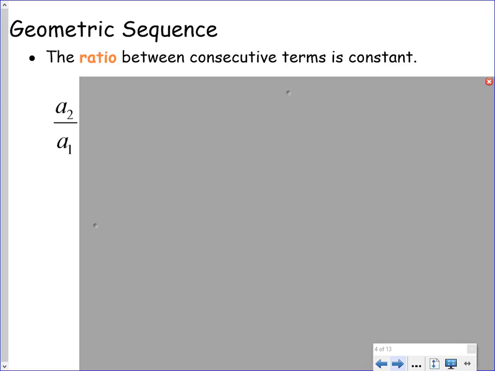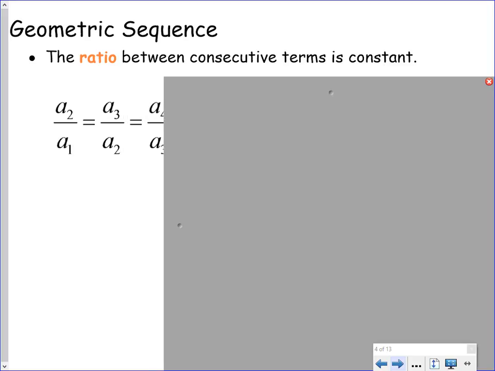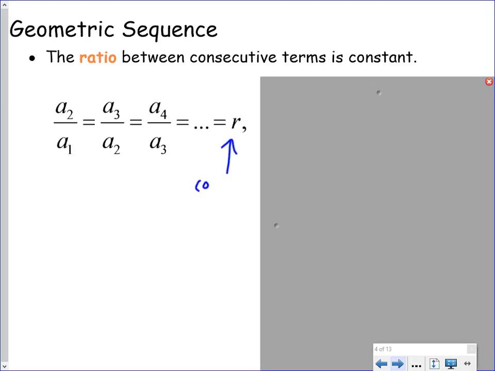So this idea of the ratio between consecutive terms being constant would tell us if we take the second term, divide it by the first term, because those are consecutive terms, that should be equal to the third term divided by the second term, which should be equal to the fourth term divided by the third term, fifth term divided by the fourth term, and so on, such that that is equal to r. Similar to yesterday, when we called d our common difference, now we're calling this our common ratio.